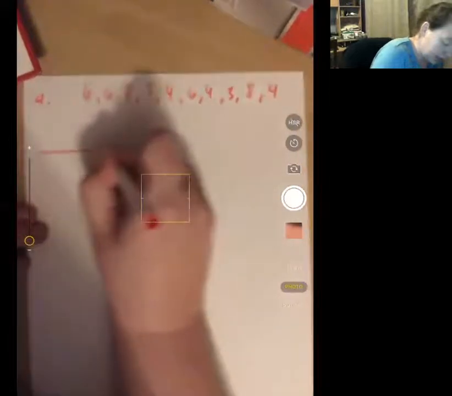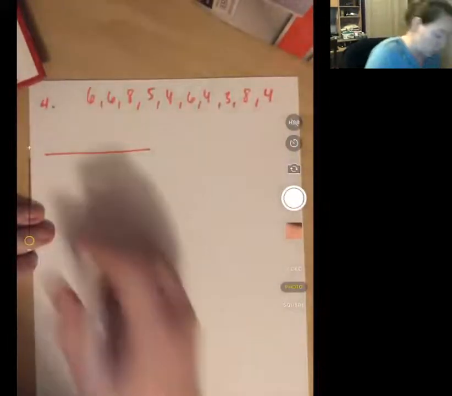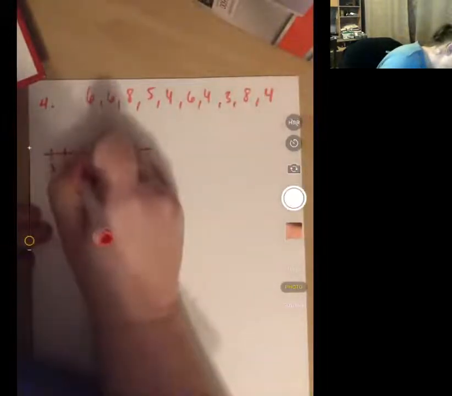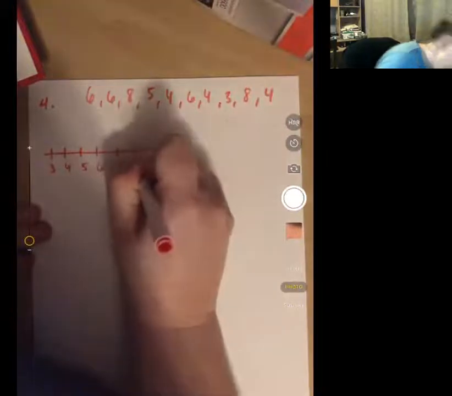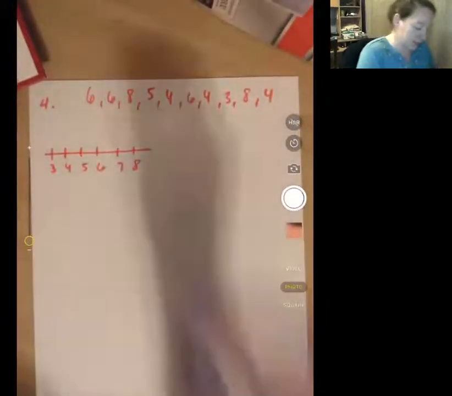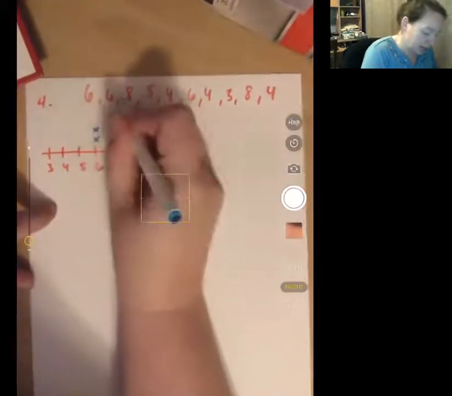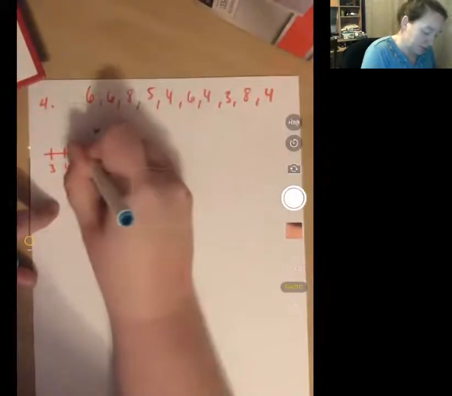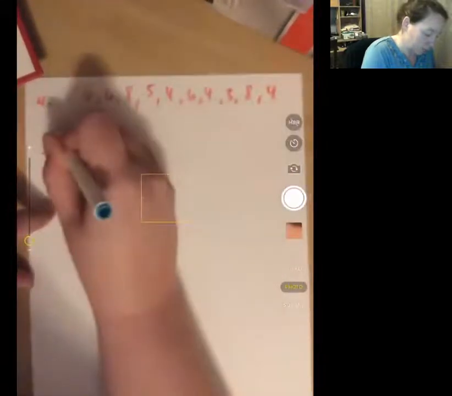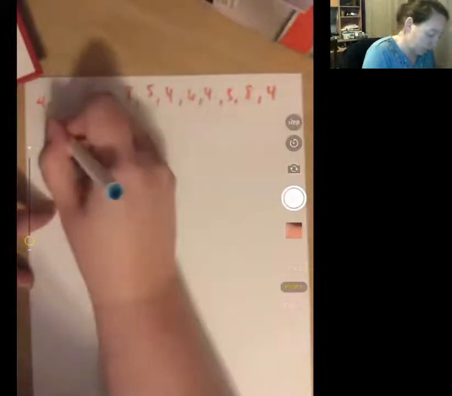So you have the line, then you want numbers 3, 4, 5, 6, 7, 8. And then you can put in your X's above it. So I have 2 6s, I have an 8, I have a 5, I have a 4, I have another 6, I have another 4, I have a 3, I have another 8, and I have another 4.